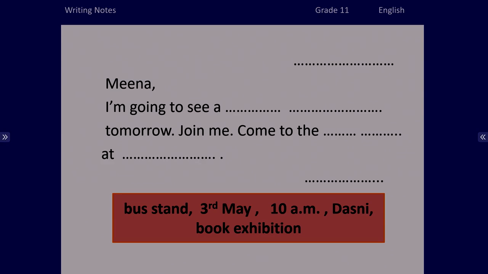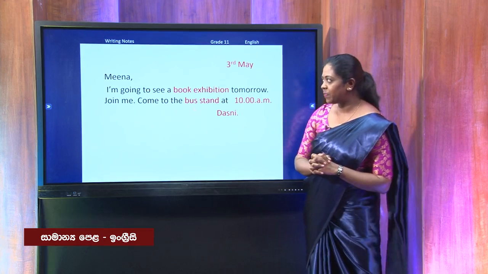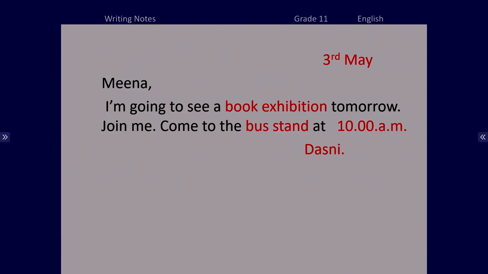It seems quite easy, isn't it? Bus stand, 3rd May, you can add the year 2020, 10 a.m, Dasni, book exhibition. I know you're getting it right. Let's check it out. Yes, 3rd May 2020. Meena, I'm going to see a book exhibition tomorrow. Join me. Come to the bus stand at 10 a.m. Dasni. That is how simple it is.